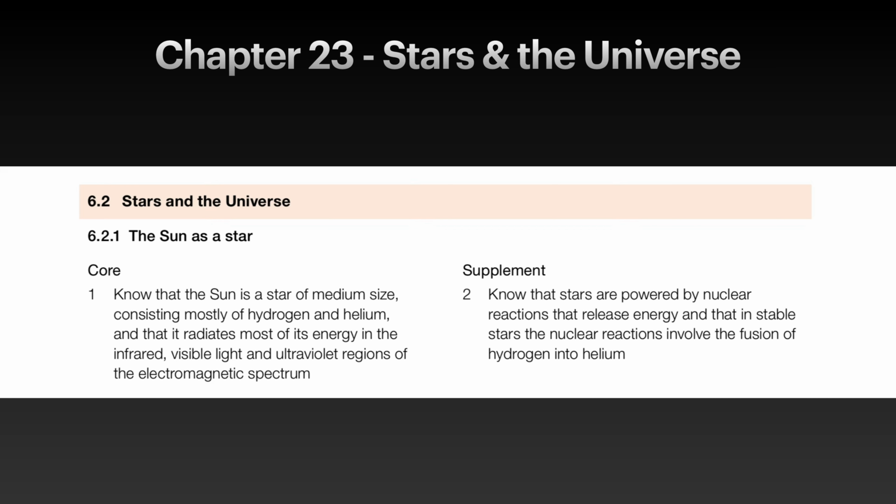With that, we have completed chapter 22. So, well done. And now we will move on to chapter 23, Stars and the Universe. This is not only the final chapter of Unit 6, Space Physics, but also the last chapter in our IGCSE Physics Revision series. In this chapter, we will explore the fascinating life cycles of stars, the structure of galaxies, and the evidence that the universe itself is expanding.